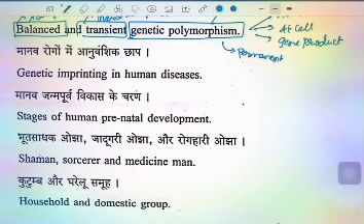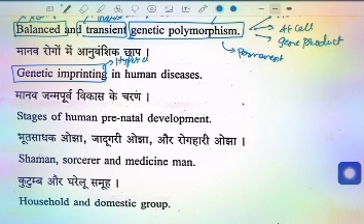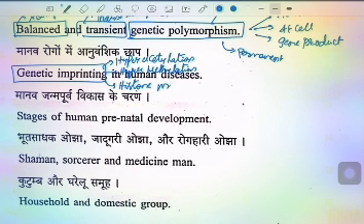When you talk about these different aspects of formation of genetic imprinting, it might be with respect to the hyperacetylation condition, or it might be with respect to the hypermethylation condition. And apart from this, it can also be with respect to histone modification. There are three ways in which you have genetic imprinting: one is hyperacetylation, the other one is hypermethylation, and the third is histone modification.